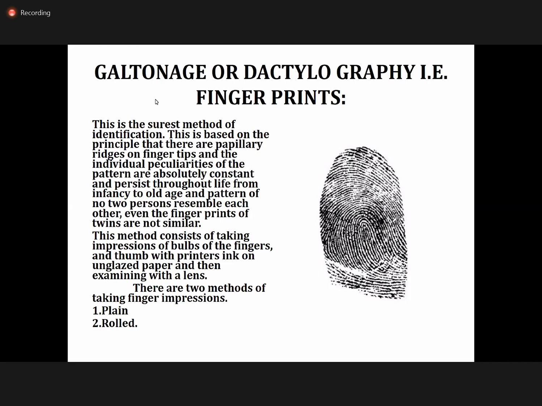No two persons resemble each other, and the fingerprints of two monozygotic twins are also different. So this is even better than DNA, because even in monozygotic twins you can get similar DNA findings. But with this dactylography method of identity, even monozygotic twins do not have similar fingerprints.